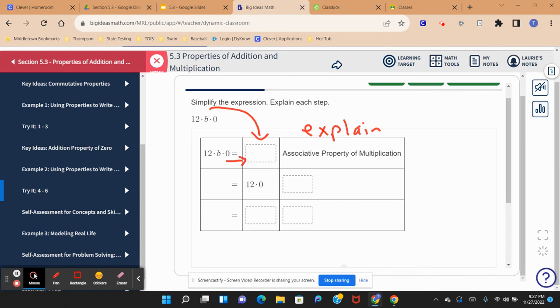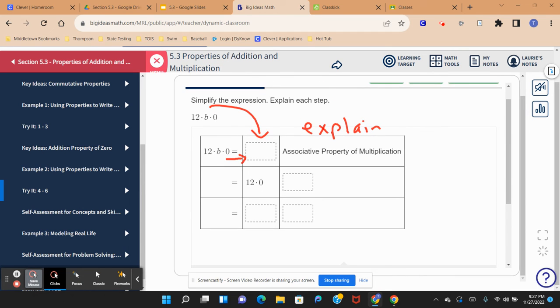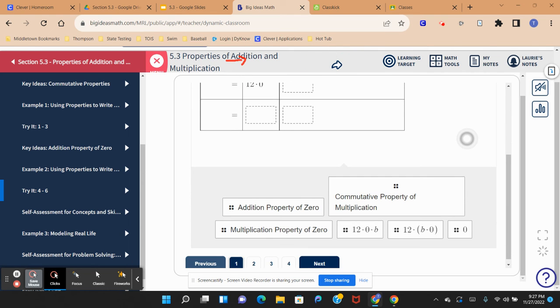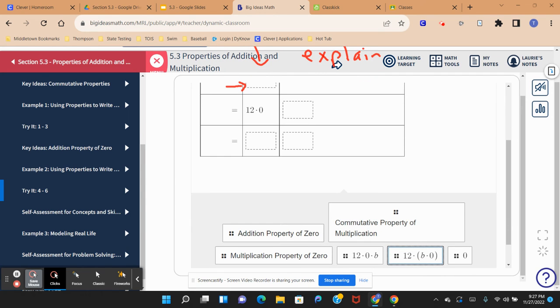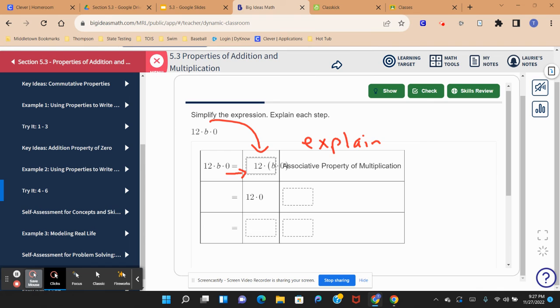All right, we're going to simplify the expression. We have 12 times b times 0. They're telling us to use the associative property of multiplication, so that means they want parentheses. I see exactly where I need to put the parentheses, around the b times 0, because we definitely want to do that first. So we are going to drag it right over there.